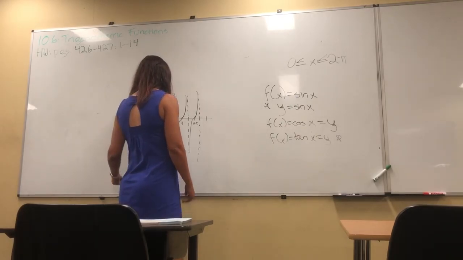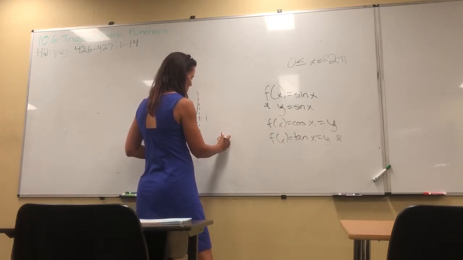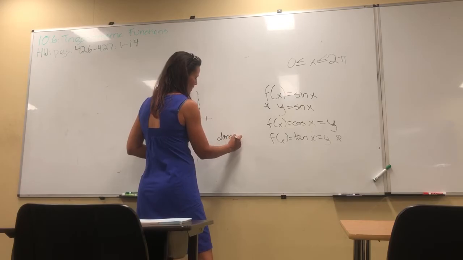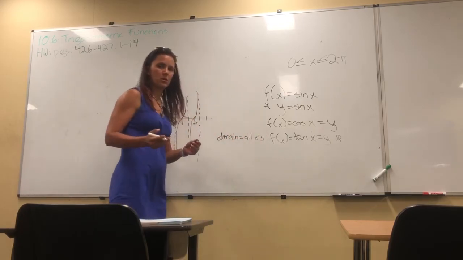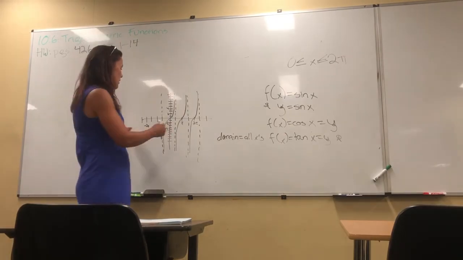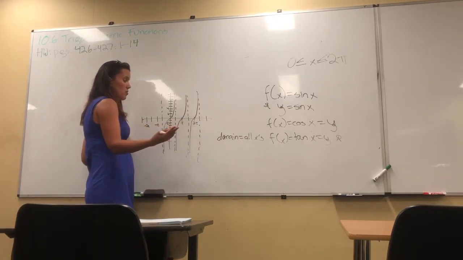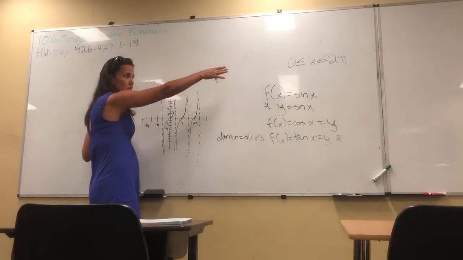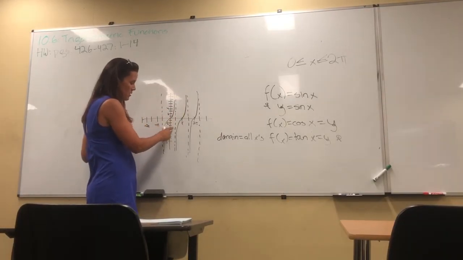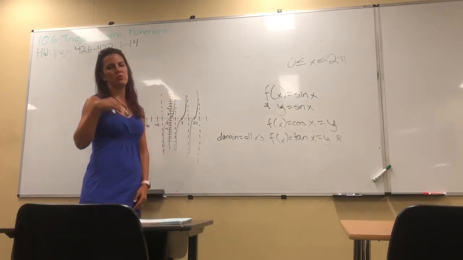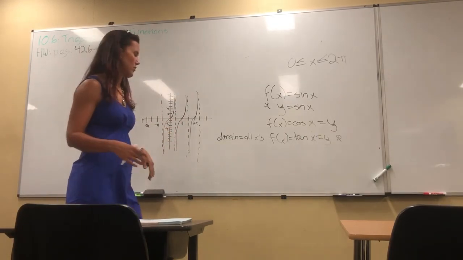Remember, we talked about this a long time ago. The domain is all your x's. So what possible x values can you have? In this case, for example, it's all real numbers, right? Unless they give you something like that. Except you cannot have x equals pi over 2, 3 pi over 2, 5 pi over 2, right? So you'd have to eliminate those.